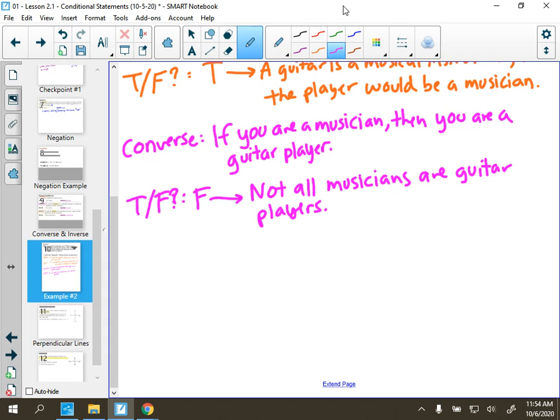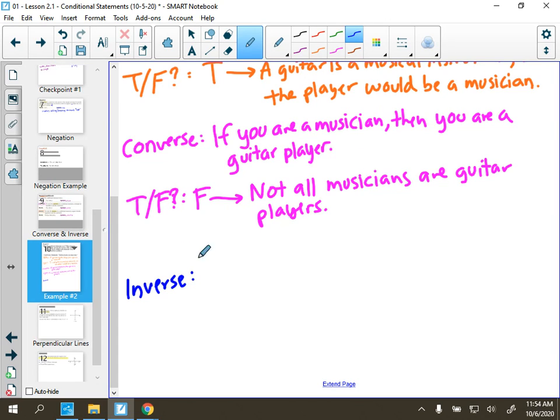I think that would be totally fine for an explanation. All right, then the last one here, we'll take a look. It was asking us for the inverse of our original if-then statement. So we have to be careful.